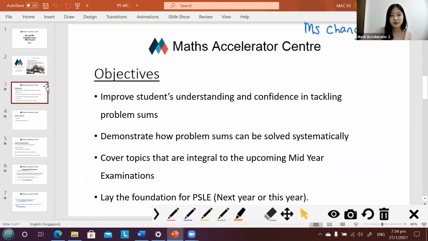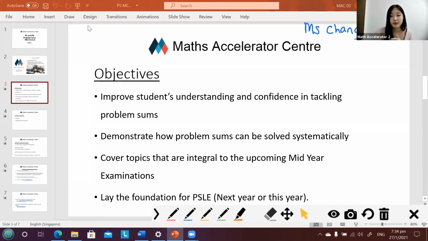So what's the objective of this Zoom lesson? First of all, we want to improve students' understanding and confidence in tackling problem sums. Usually students come to us and feel that they're not doing well because they are losing the bulk of the marks in their exams due to problem sums. So we'd like to demonstrate how problem sums can be solved systematically. Show you the steps, step by step, the methods and the strategies that you can apply when solving problem sums.